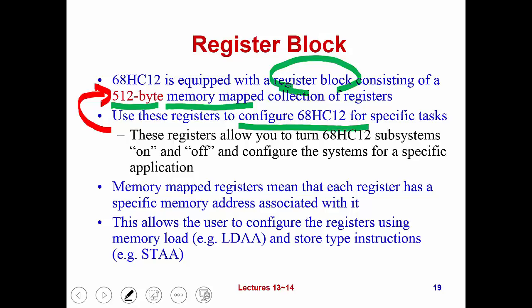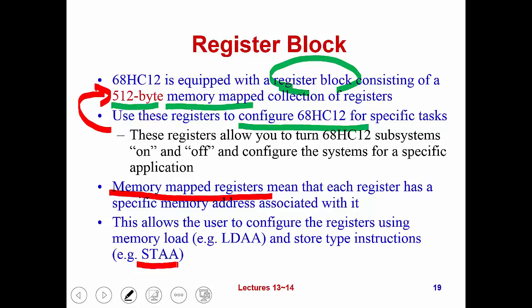Okay, so I mentioned, here we go. When we say memory mapped register, that means what? Each register is nothing but a memory location, so it has an address. If we want to change its setting, we simply reset its value. How can we reset the value? We simply store a new value.